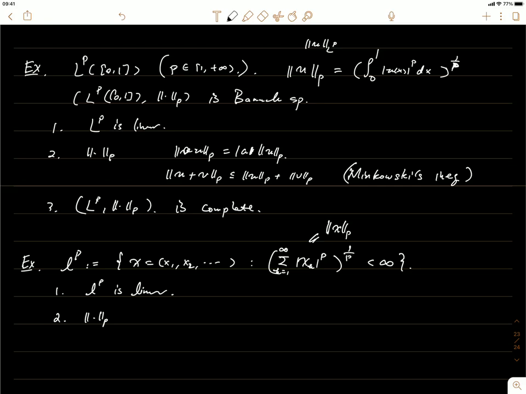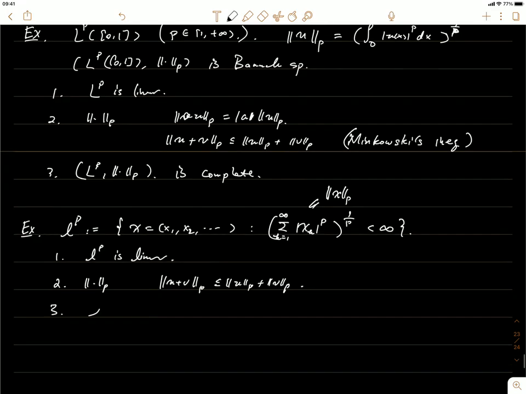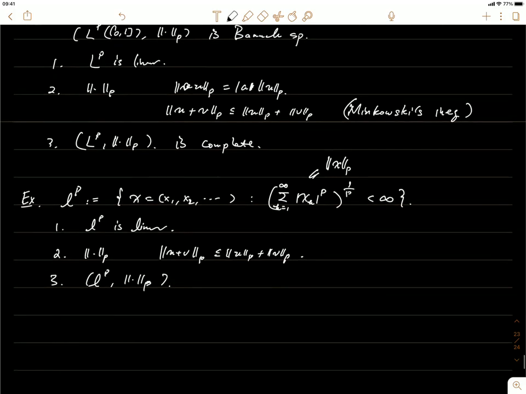We also have this by the generalized Minkowski inequality. And the only thing left is to show that it is complete. We want to show that this is complete. We haven't shown this, so let me just show this part.